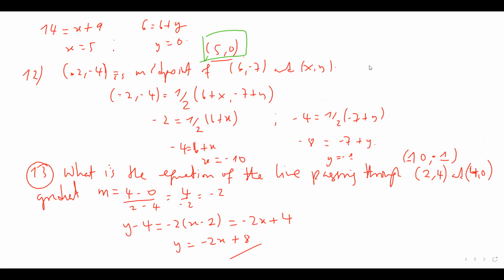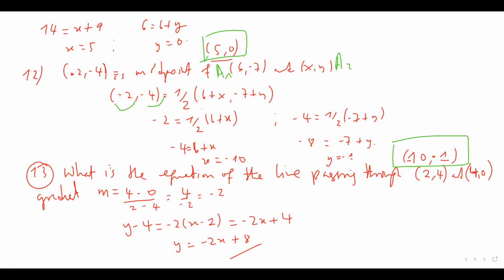Question 12, which follows, is a similar question, so just use the same idea. The point (minus 2, minus 4) is the midpoint of (6, minus 7) and (x, y). So if I call this a1 and this a2, then you have minus 2 equals half of (6 plus x), and minus 4 equals half of (minus 7 plus y). This corresponds to the x component, and this corresponds to the y component. And then you finally have x and y to be minus 10 and minus 1.